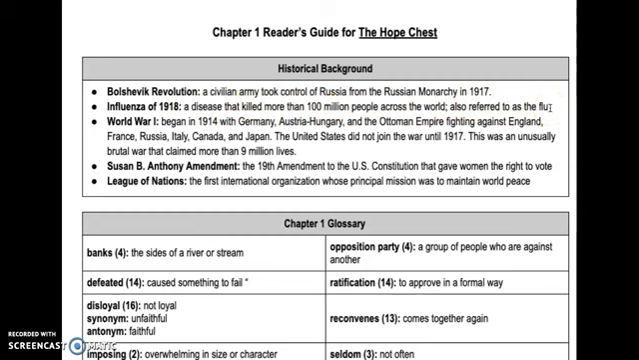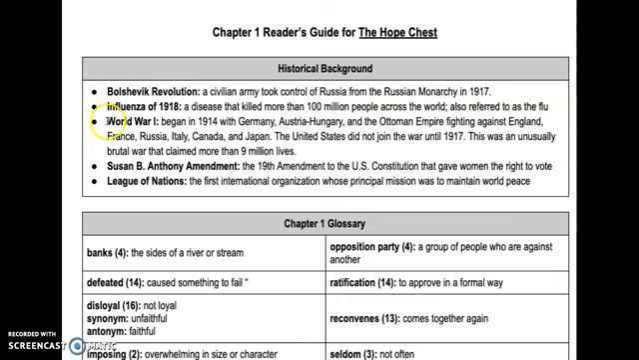You know, it's really interesting that we're reading this as we are also experiencing an epidemic, the corona, which has not reached anywhere near 100 million people across the world. But we can have text to self connections as we're reading this book.